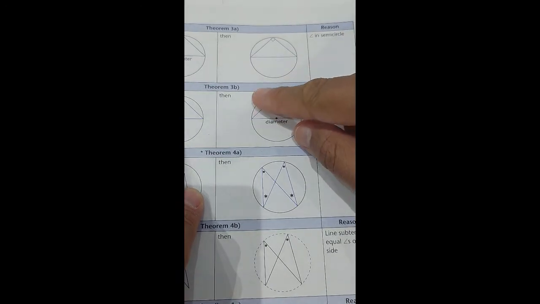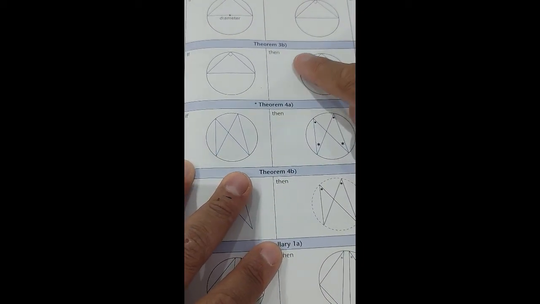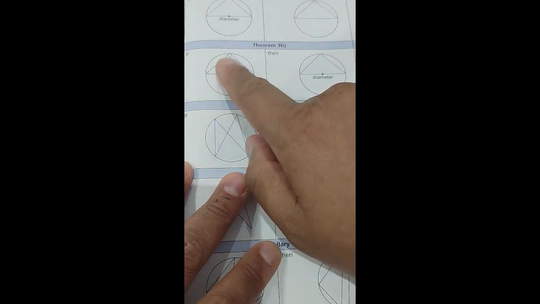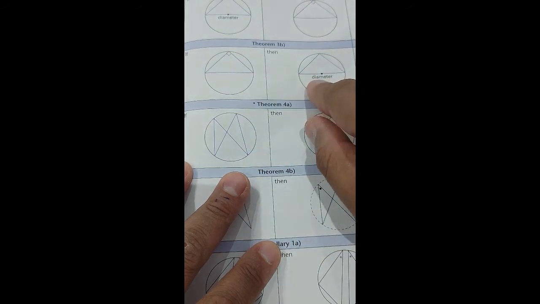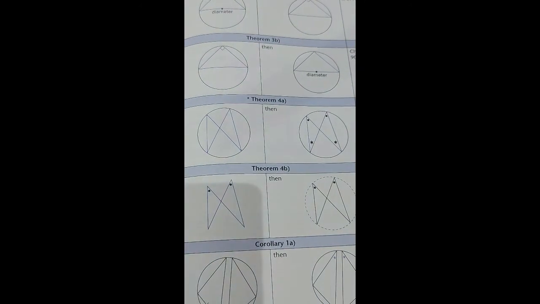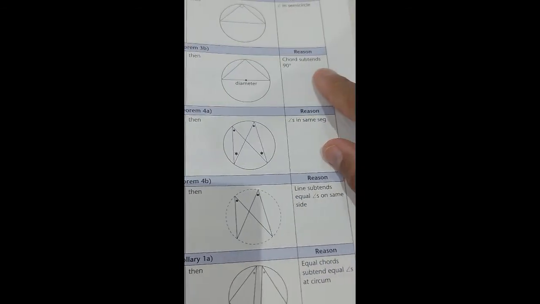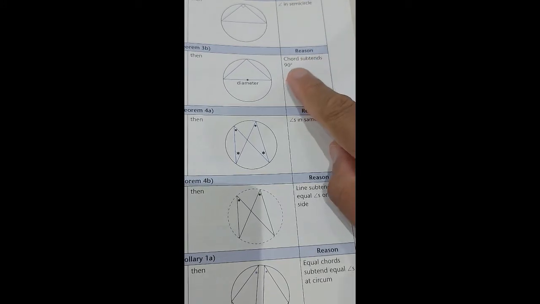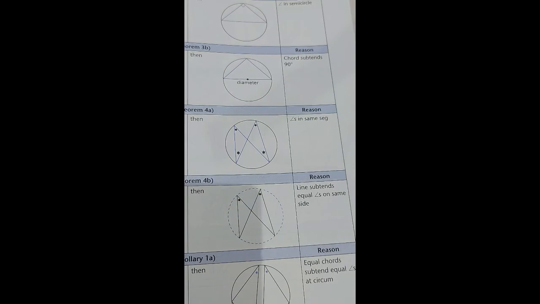Now Theorem 3b, which is the converse. Now the converse is basically the reverse. So the reverse of 3A is basically 3B. If a chord subtends 90 degrees at the circumference, then this chord has to be a diameter. One of two things I can write there is either the converse of angles in a semicircle, or I can write chord subtends 90 degrees. Any one of those two reasons. So it's either chord subtends 90 degrees, or I can write converse of angle in the same segment, which is the reverse of angles in the same segment.